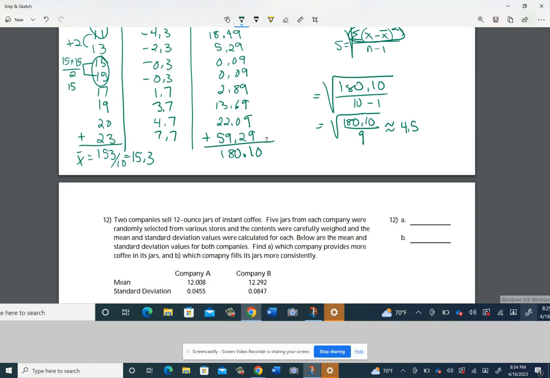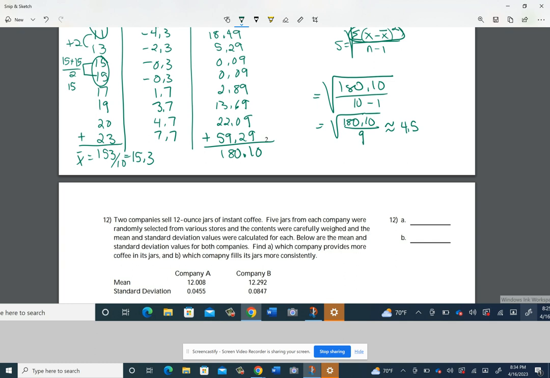Okay, so in this one we have companies that are selling jars of instant coffee that are supposed to be 12 ounces, but anytime you measure stuff, there's going to be some inaccuracies. It's impossible to be perfectly 12 ounces every time. So 5 jars from each company were randomly selected from various stores, and then the contents were carefully weighed, and the mean and the standard deviation values were calculated for each. Okay? And we have that information here in this chart.